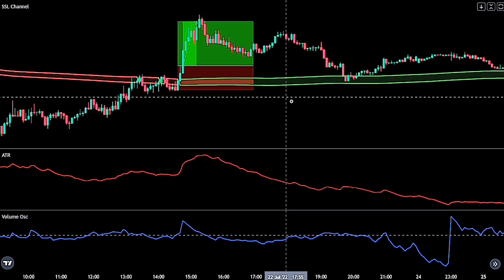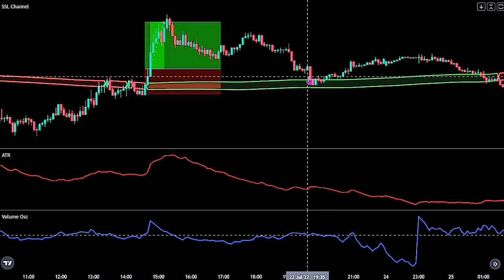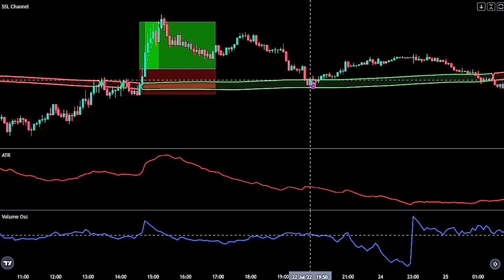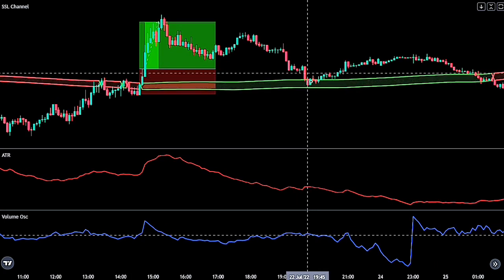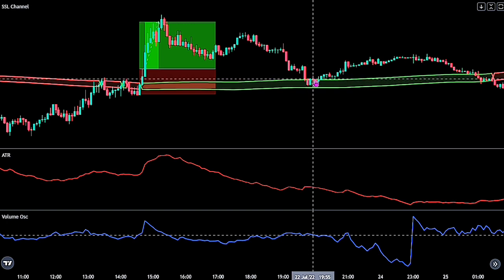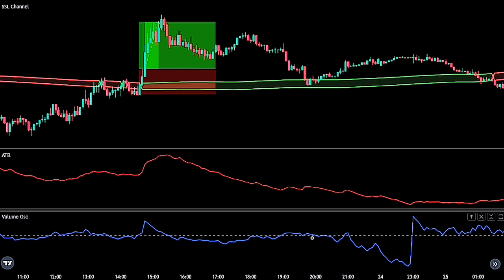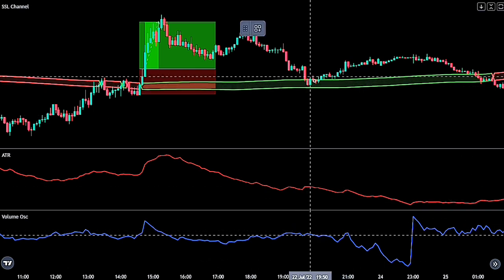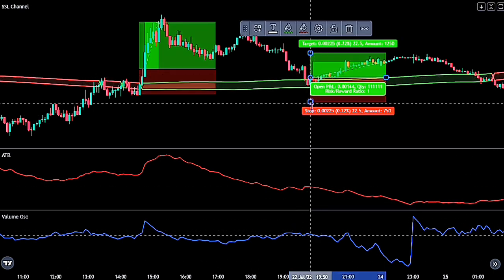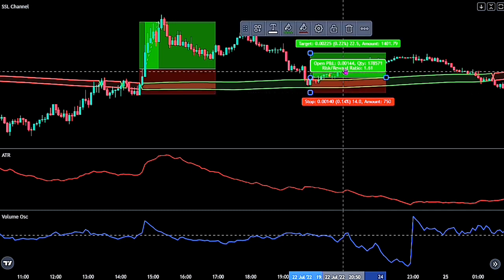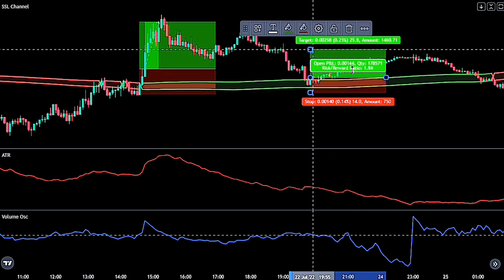Now the extra entry tip is this. We would want to see the price retrace back to the SSL channel, and we would wait for the next candlestick to break out of the channel and close in the direction of the SSL channel. Also, we would want to see our volume indicator above the 0 line before we go ahead and place a buy trade. We would also be using the 1.8 risk to reward ratio, as our stop loss would be 2 times the value of the ATR.